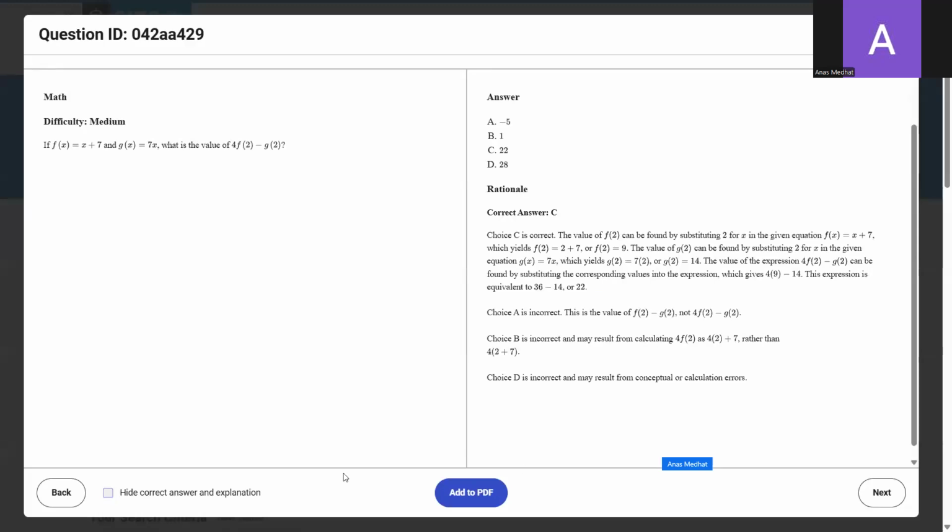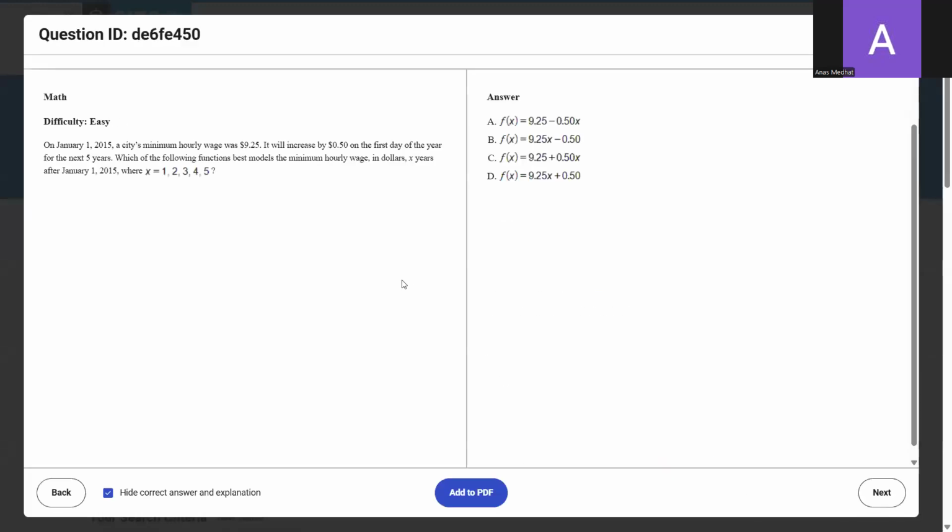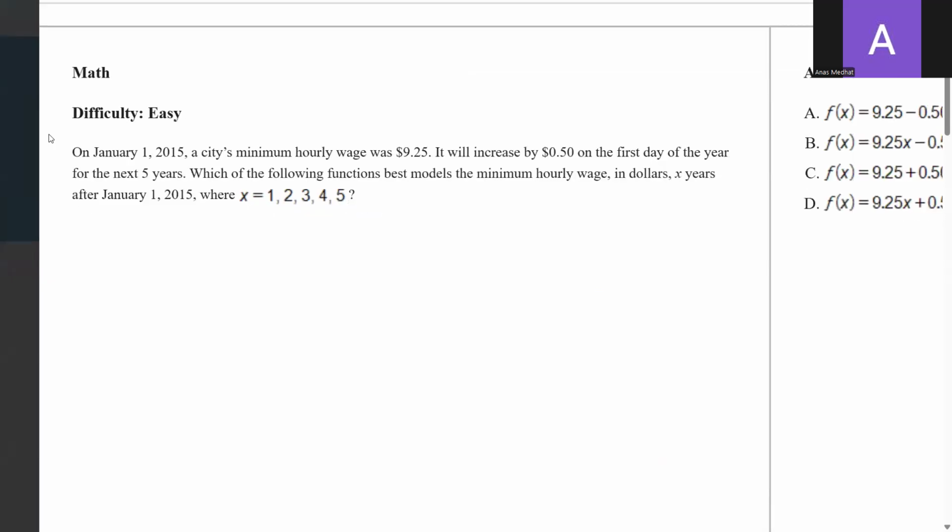So let's see. January 1, 2015. A city's minimum hourly wage was $9.25.